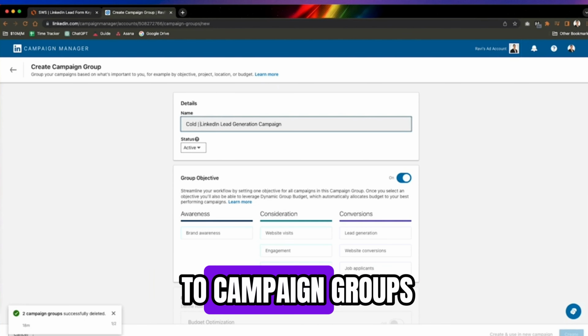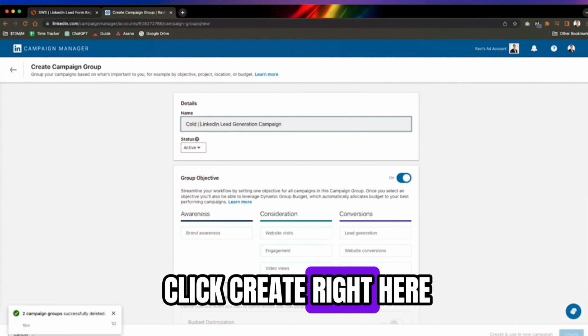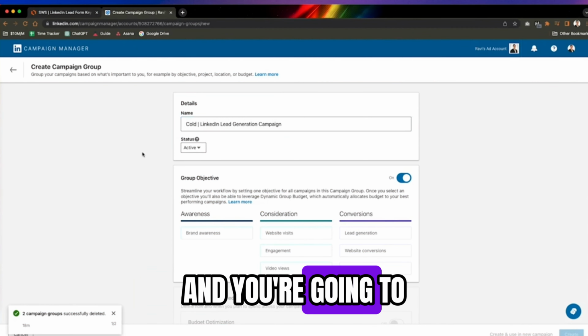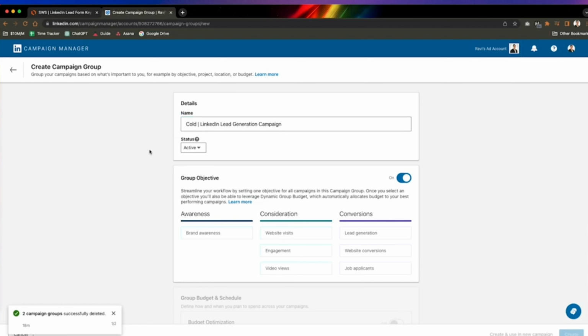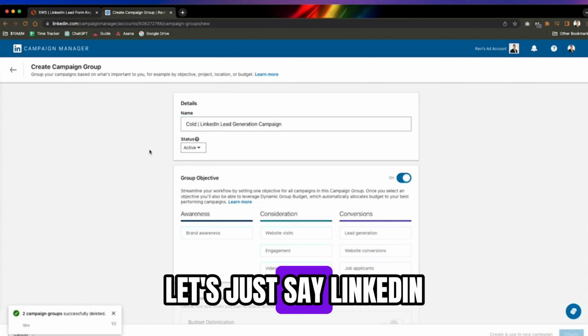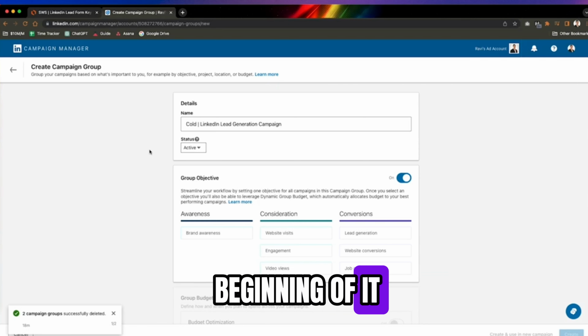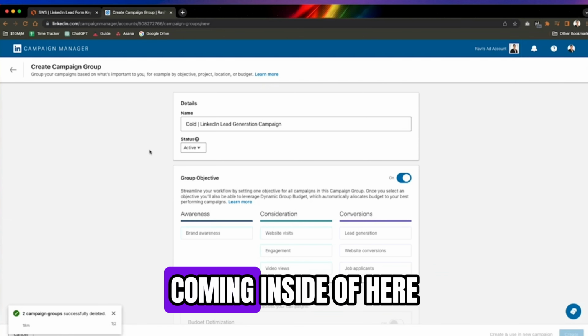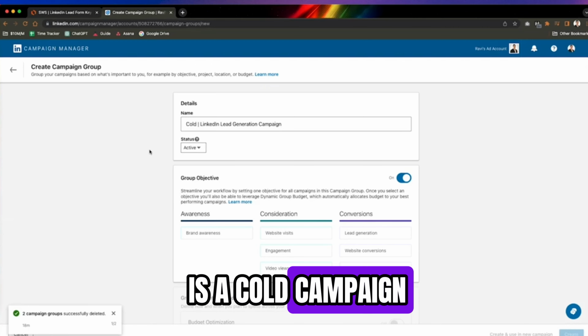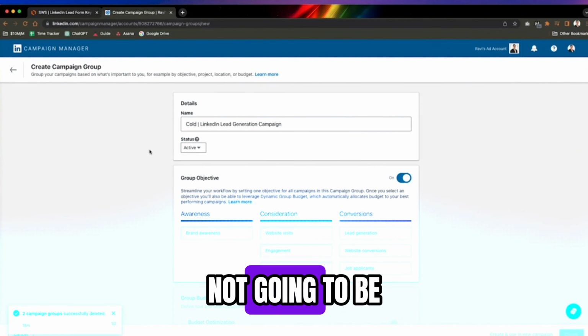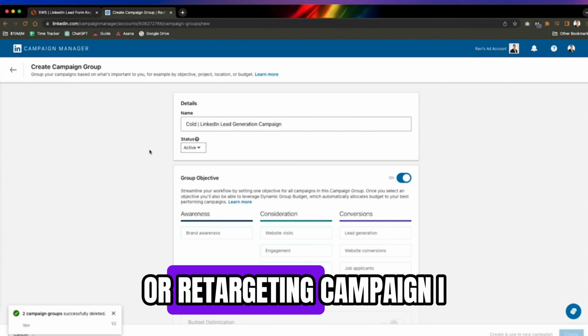So let's go back to campaign groups and we're going to click create right here. You're going to come here and you're going to want to click campaign group. We're going to name this, let's just say, LinkedIn lead generation campaign. And I'm going to put cold at the beginning of it because I want myself and other people that are coming inside of here to know that this is a cold campaign. So these numbers are not going to be as good as maybe a warm or retargeting campaign.